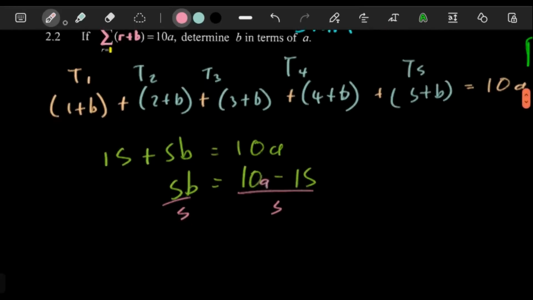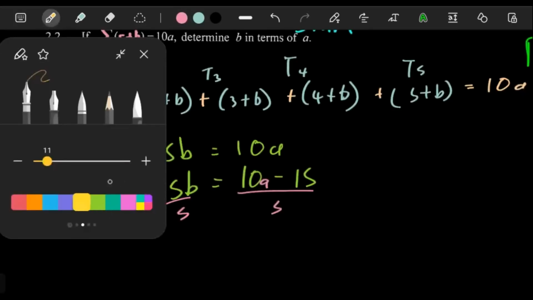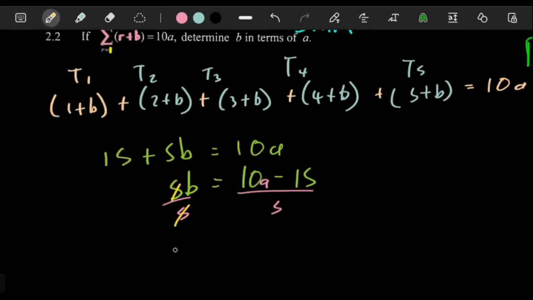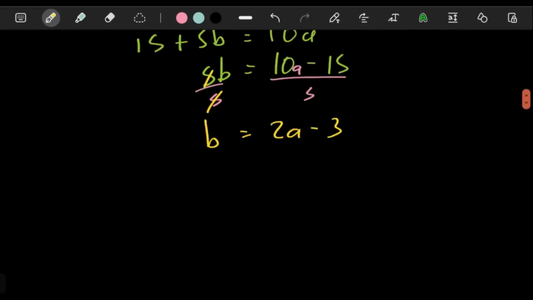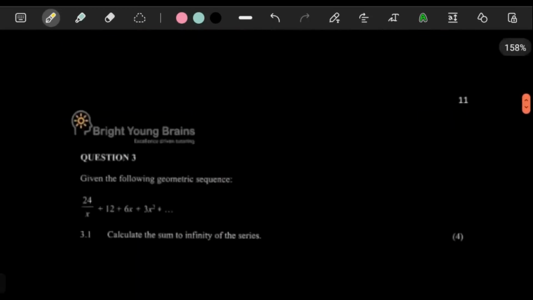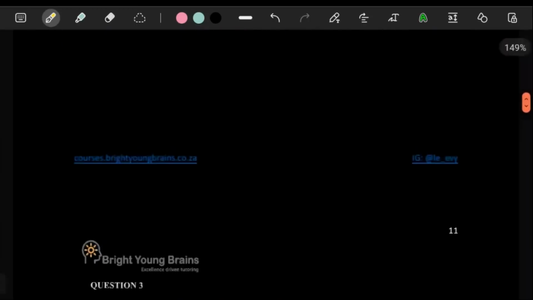Then you're going to have here, divide by 5, divide by 5. That's like b. Negative, 10a over 5 is like what? 2a. And then 15 over 5 is like what? 3. So this is what b is in terms of a. And we can see that was not too crazy. The next one, we can move on to question number 3.